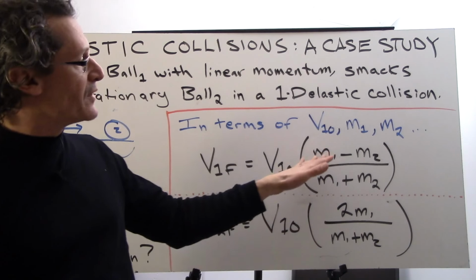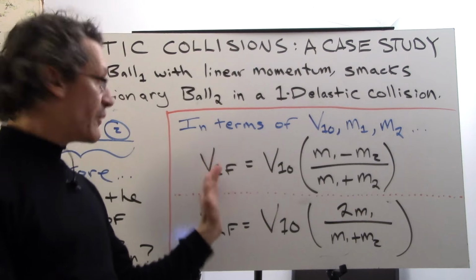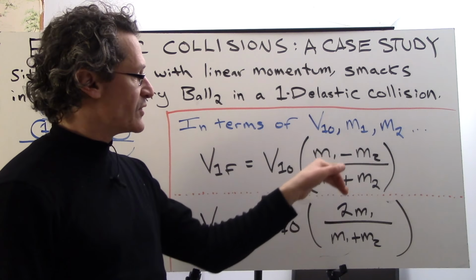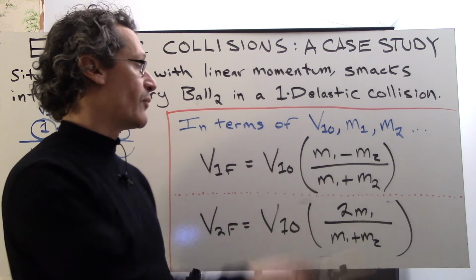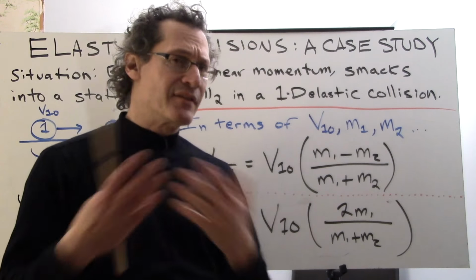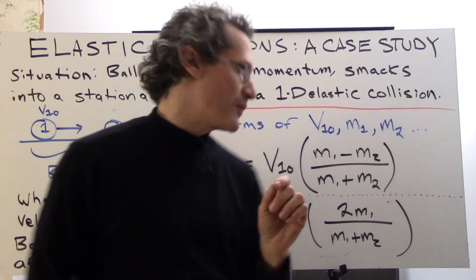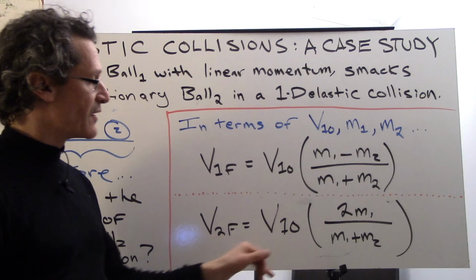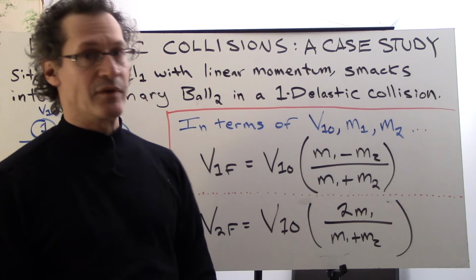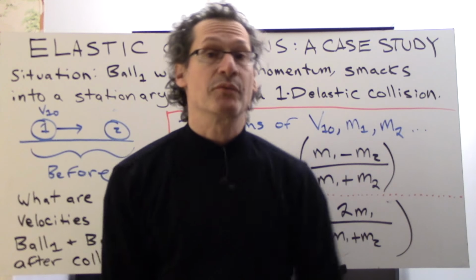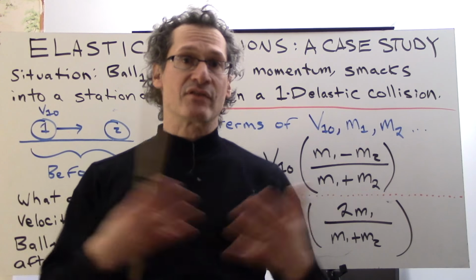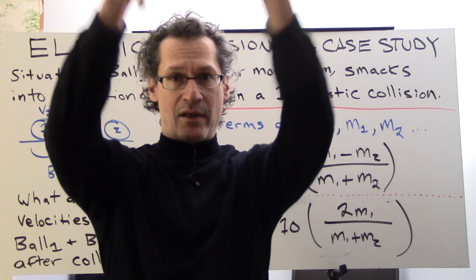In terms of v1 naught, m1, and m2, v1 final is v1 naught times the product of the parentheses here, which is m1 minus m2 over m1 plus m2. V2 final is v1 naught times 2 m1 over the sum of the masses, m1 plus m2. Okay? So next we'll look at the boundary conditions and see how they behave when we change the values of the masses to the extremes.